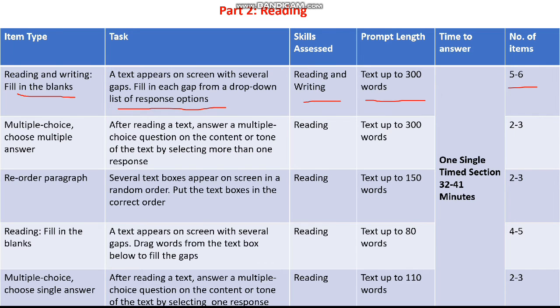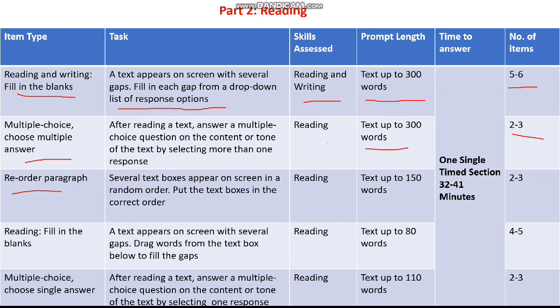Next one is multiple choice, choose multiple answers. You will get around 2 to 3 MCQs, and in this there is negative marking, and you will get a text of up to 300 words. After reading the text, answer a multiple choice question on the content or tone of the text by selecting more than one response. After that you will get reorders.